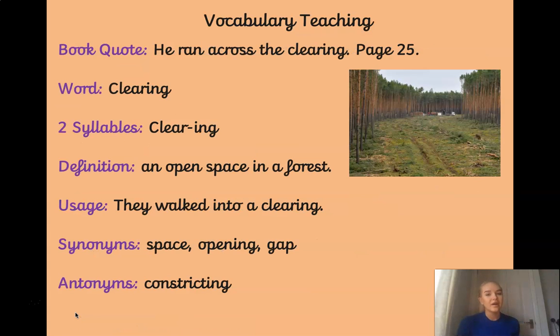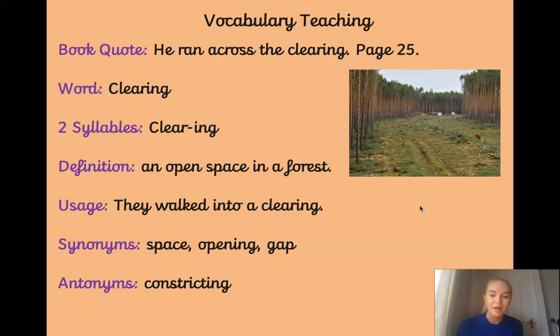And the final word that is going to be coming up a lot today, so we really need to understand this one, is clearing. This word clearing has 2 syllables, clearing. And you can see a picture of a clearing here. A clearing is an open space in a forest, and it's used in the book when it's quoted, "He ran across the clearing." So they were obviously in a forest. We know that they were in the Amazon rainforest, and they came out into a clearing, which was the open space. Another way you could use it is, they walked into the clearing.